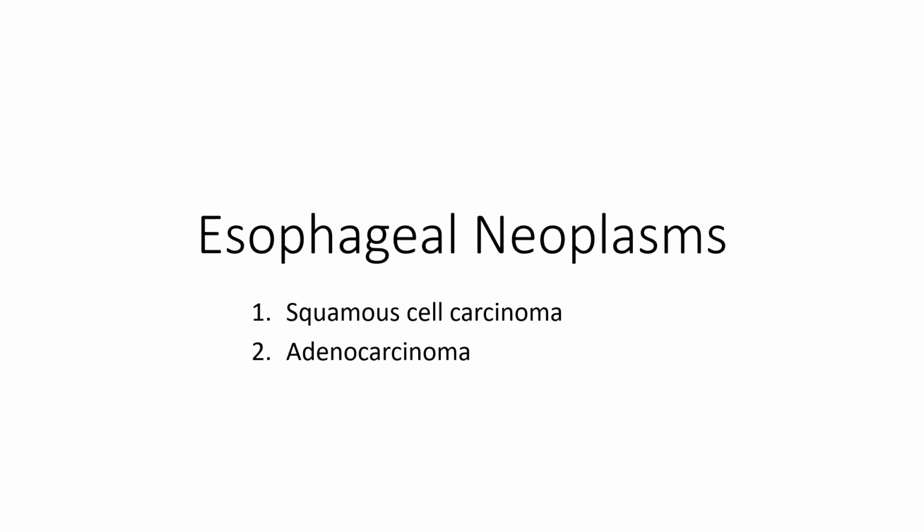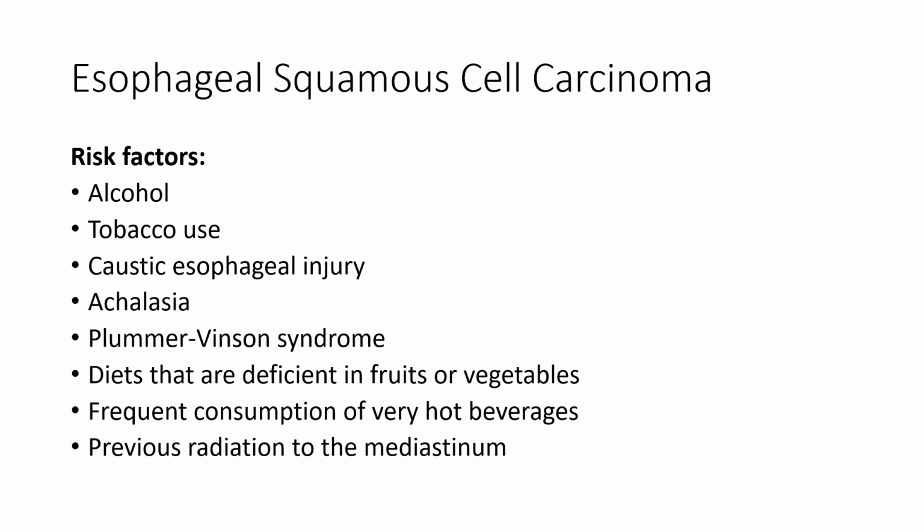They pursue an aggressive course because, as you remember, as we said in the beginning of the lecture, the esophagus lacks serosa in the esophageal wall. It has an adventitia instead, and this allows rapid extension of the tumor. This slide illustrates the risk factors for developing esophageal squamous cell carcinoma, and these risk factors include alcohol, tobacco, caustic injury, which can be caused by strong acids and alkalis, achalasia, Plummer-Vinson syndrome, consumption of very hot beverages, etc.